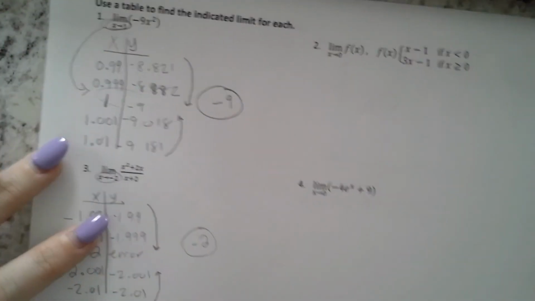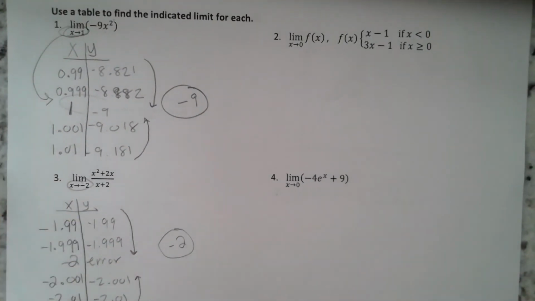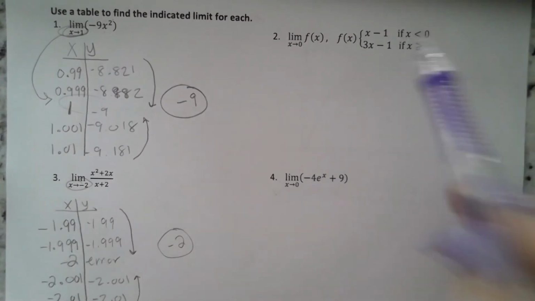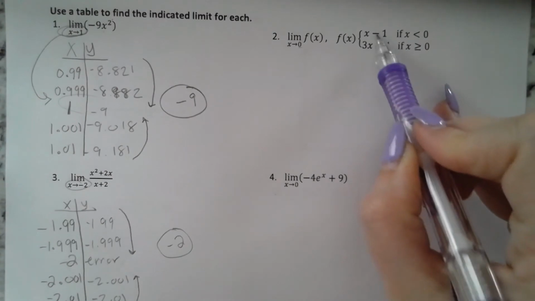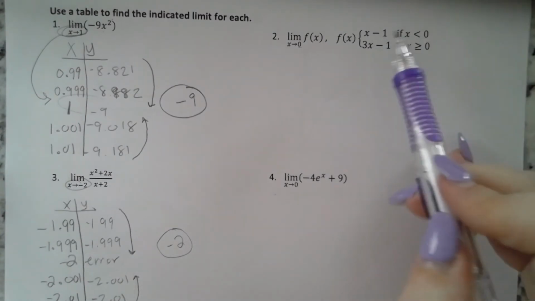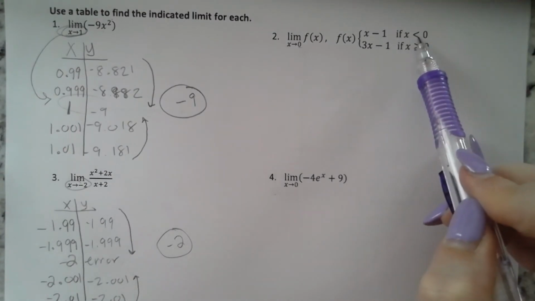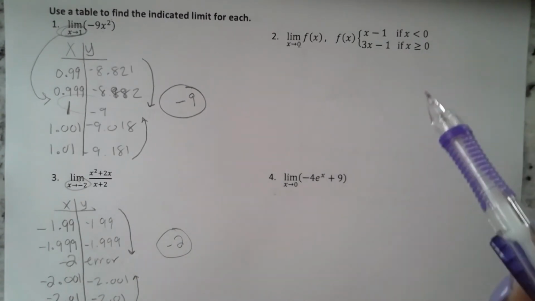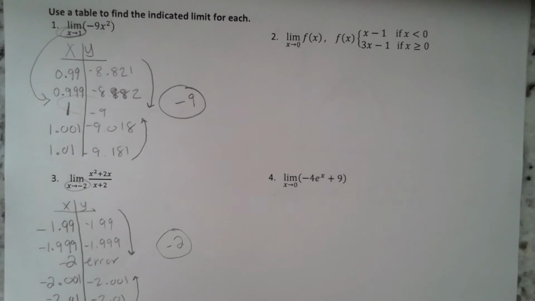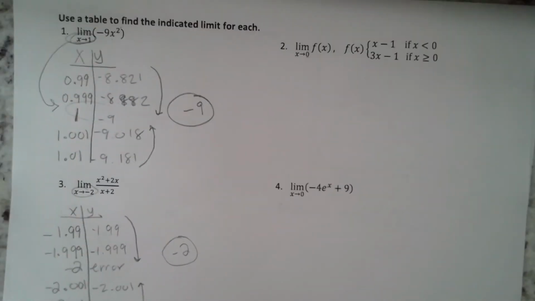But for number 2, what we got going here is a piecewise function. So we want to find the limit as x is approaching 0, but we have 2 different functions. The first function is for when x is less than 0. The second function here is when x is greater than or equal to 0. So we have this really cool thing on our calculator that we can actually do this.